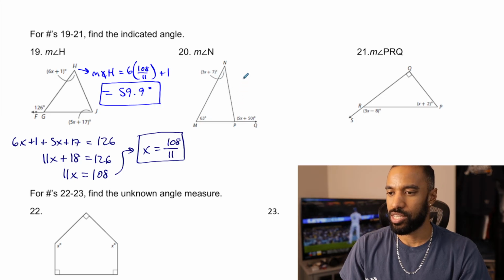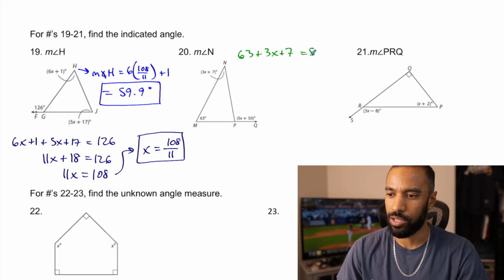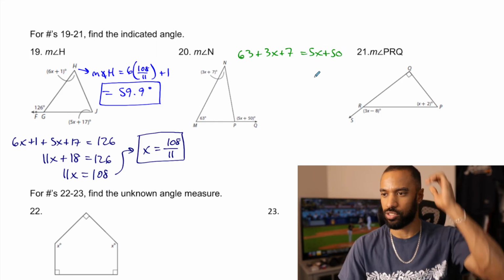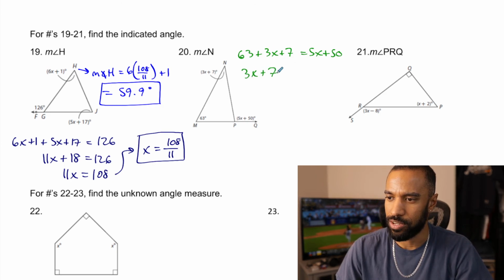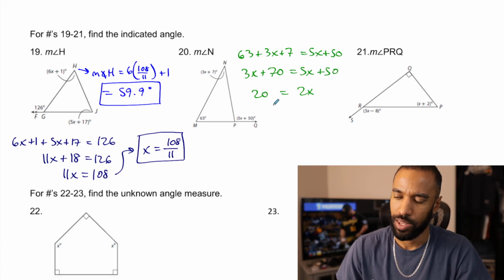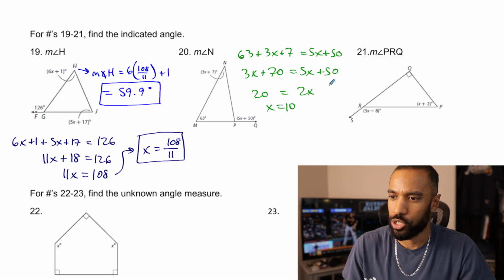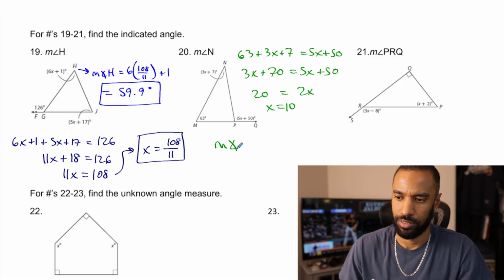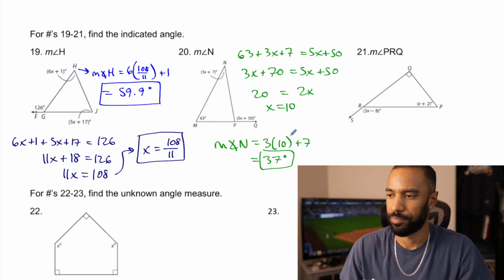All right. This plus this equals that here. So now I have 63 plus 3x plus 7 equals 5x plus 50. At least if this is a decimal, it'll be a 0.5. So 3x plus 70 equals 5x plus 50. This one should be clean. Subtract 3x, subtract 50, and divide both sides by 2. You get x equals 10. Measure of angle N looks like we're doing 3 times 10 plus 7, which is 37 degrees right there.